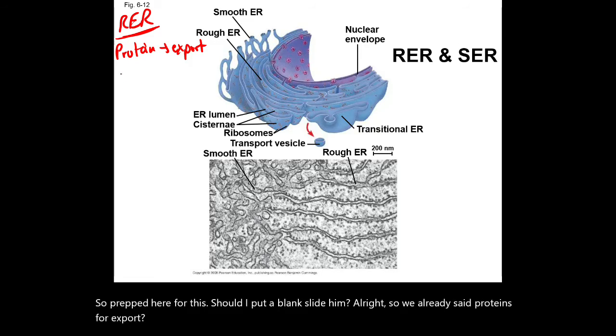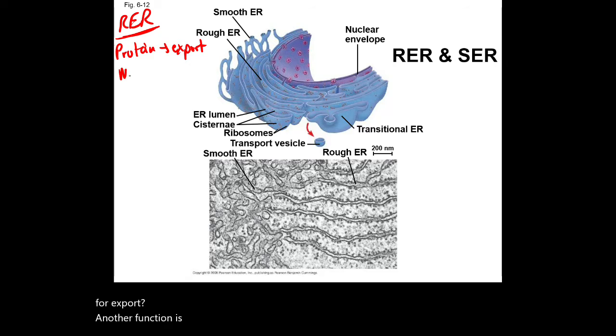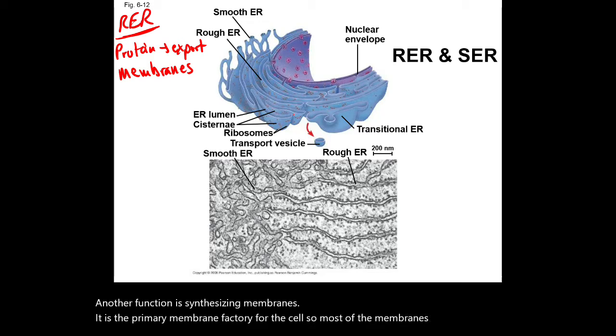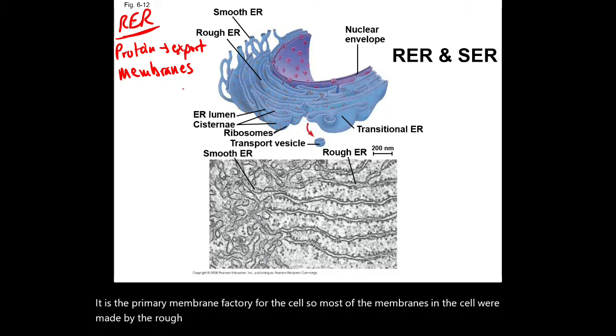Another function is synthesizing membranes. It is the primary membrane factory for the cell. So most of the membranes in the cell were made by the rough ER, almost all of them. We call that the endomembrane system. So those are the two main functions of the rough ER.